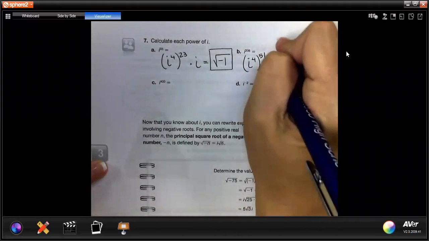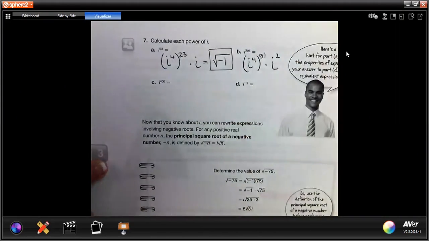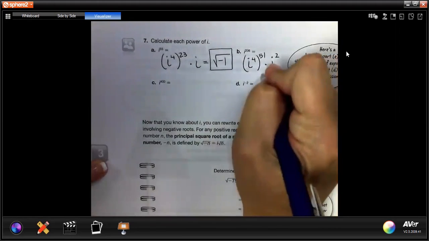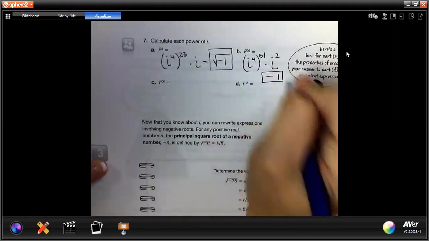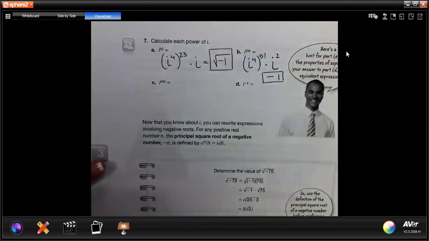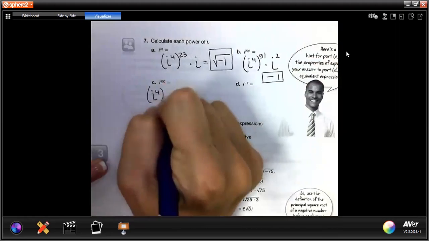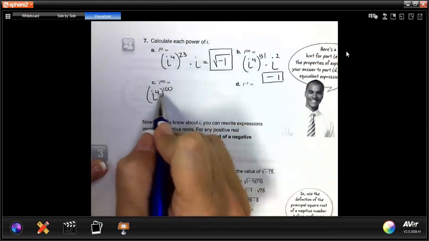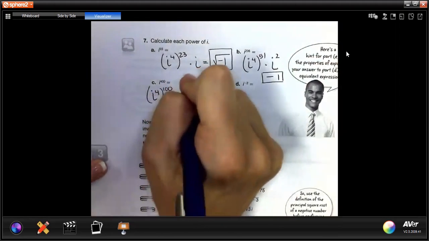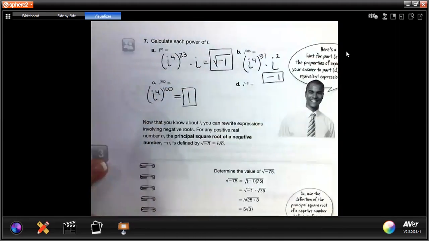And then we just need 2 more, so an i squared. And we said i squared is -1, so we can simplify that to be -1. For i to the 400, I go i to the 4th raised to the 100 power, because 4 times 100 is 400, so it is just 1.